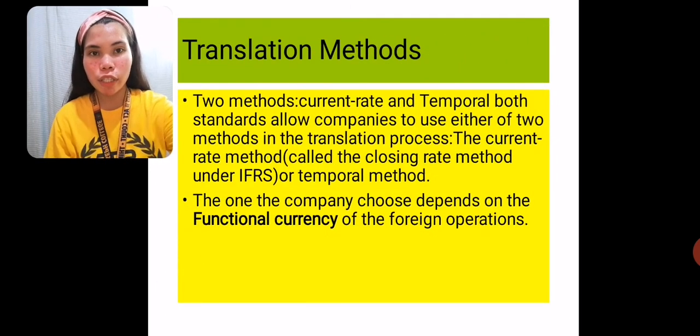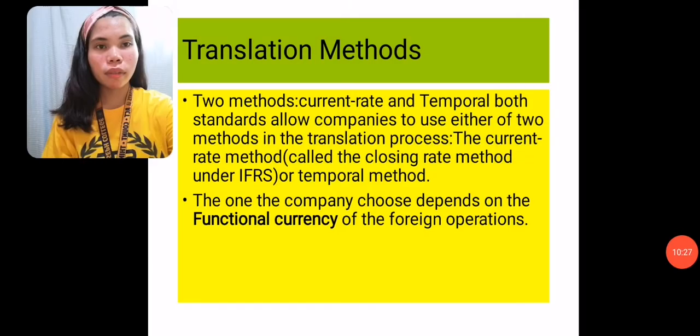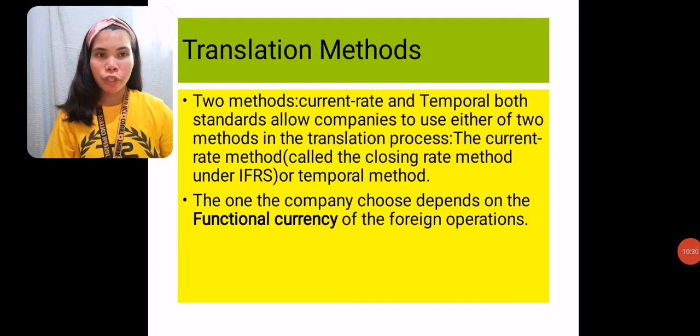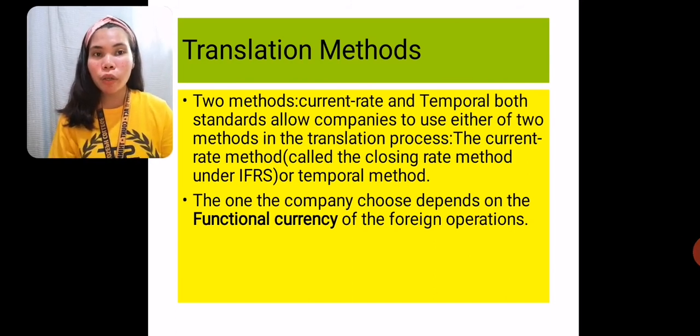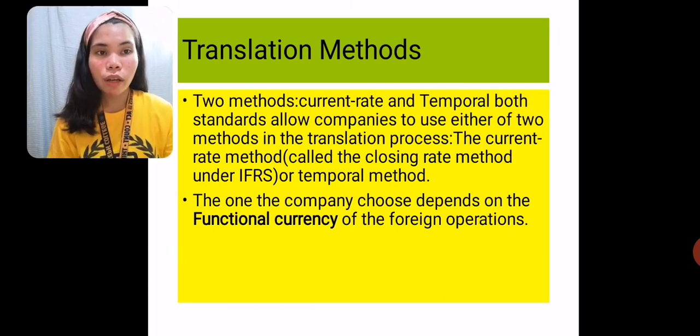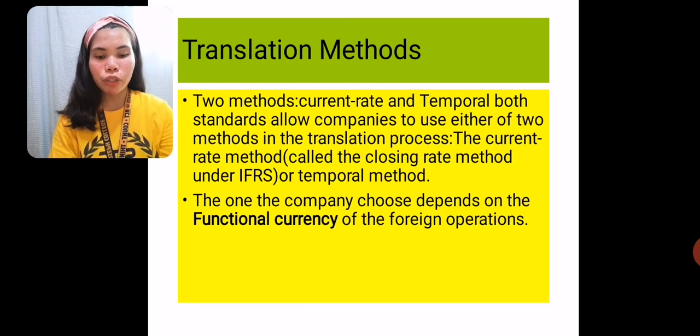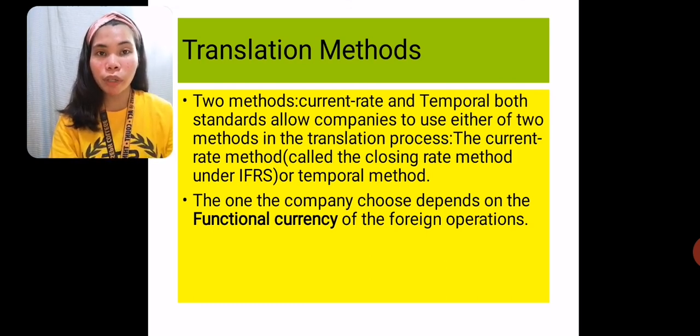The second topic is translation methods. There are two methods: the current rate and temporal methods. Both standards allow companies to use either of the two methods in the translation process: the current rate method, also called the closing rate method under IFRS, or the temporal method. The one that a company chooses depends on the functional currency of the foreign operations, which is the currency of the primary economic environment in which that entity operates.